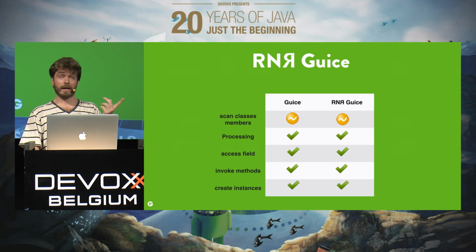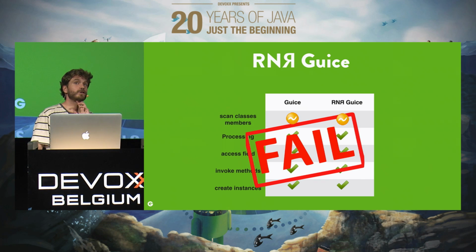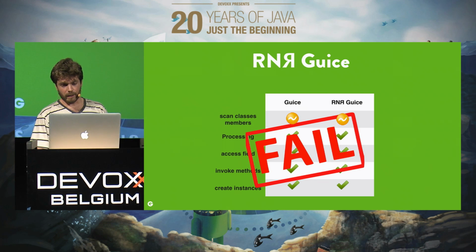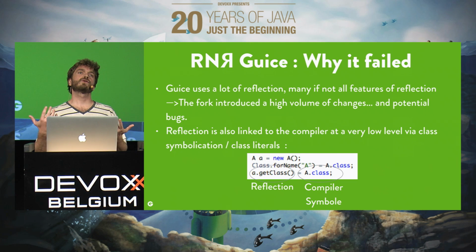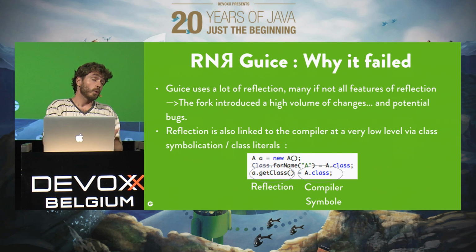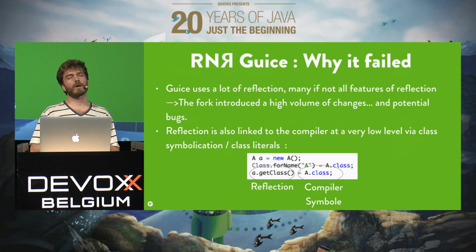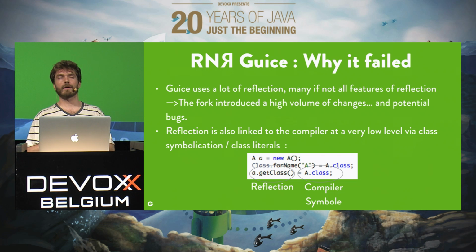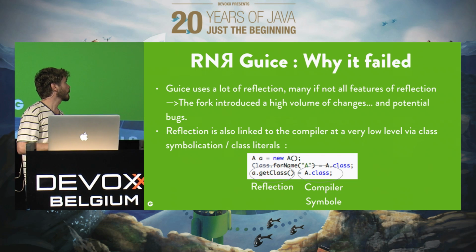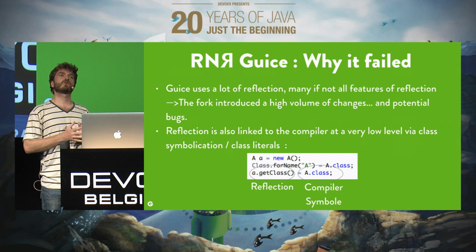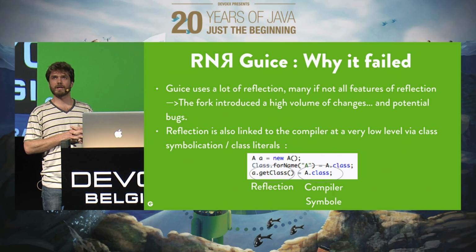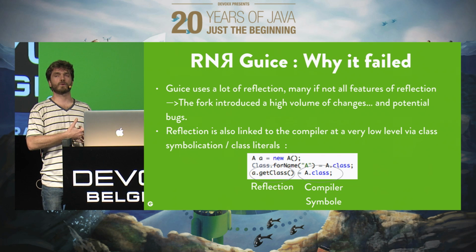This actually was a great attempt. It took like 1 week, and it failed. It just failed. Why did it fail? Because Juice was actually using pretty much all the features of reflection, and some of them were quite difficult to implement using R&R. We could do it for most of them, but we were realizing that we were introducing a lot more changes inside the Juice source code.